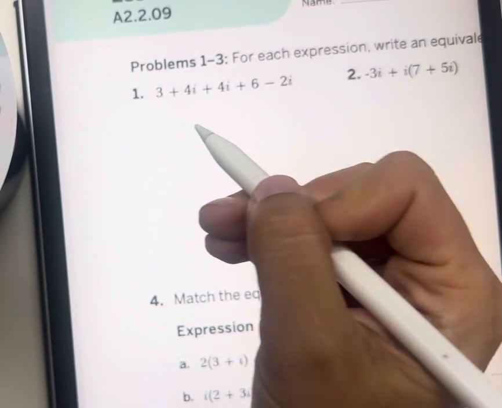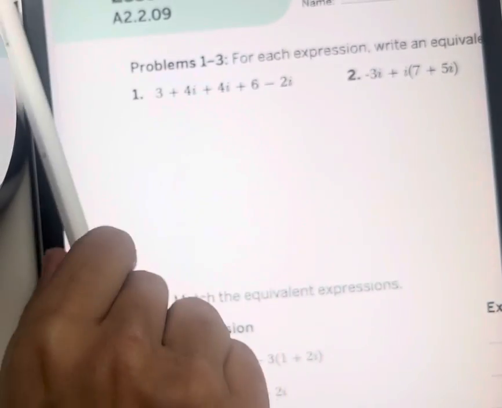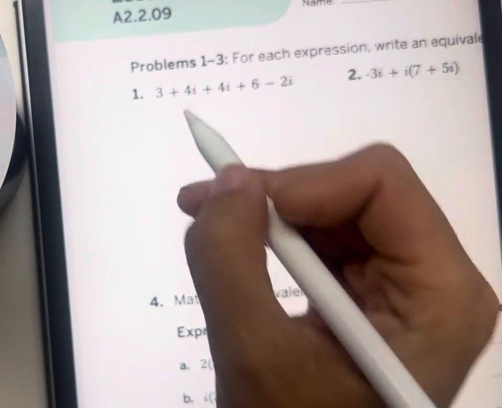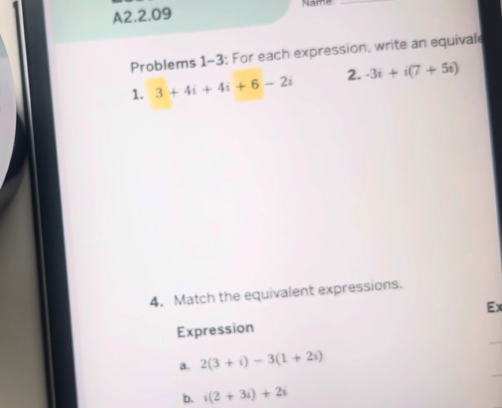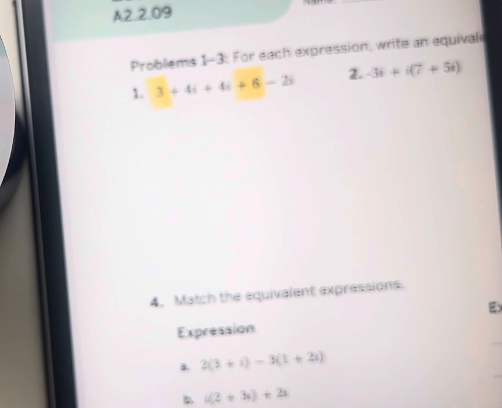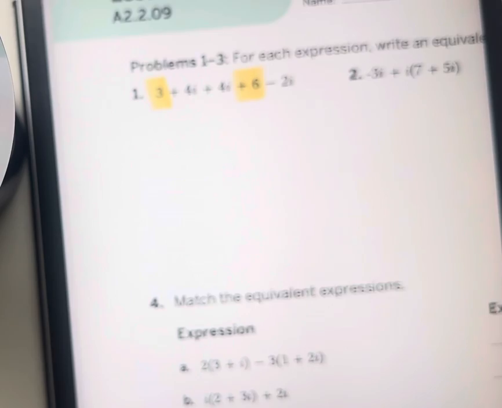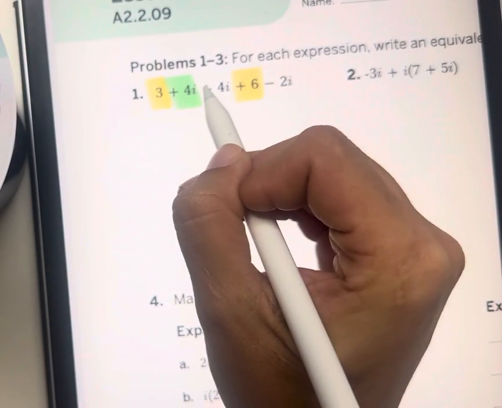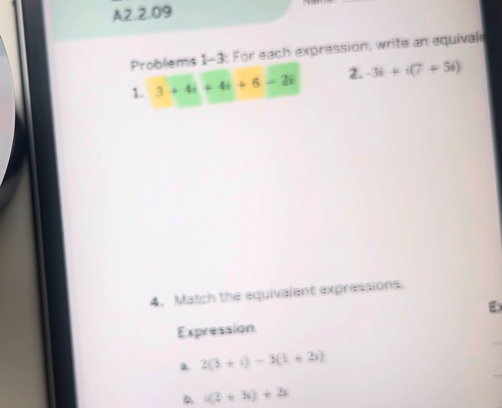Okay, so now, look, I like to underline my like terms. Actually, I can highlight here. So 3 and 6, those are two terms that have the same letter situation. That's what I call it, letter situation. And then you have 4i, negative 2i. Those three have the same letter situation, which means that their letter is i. So we can combine these.